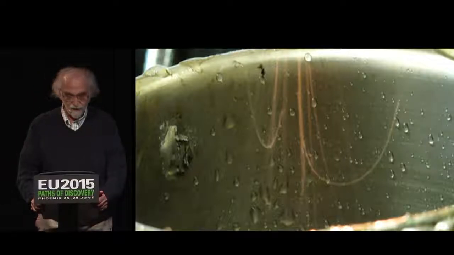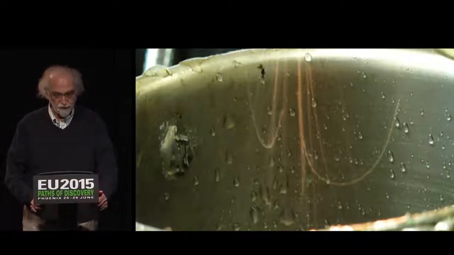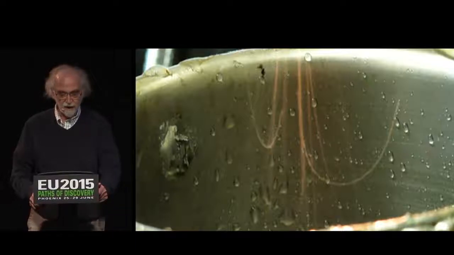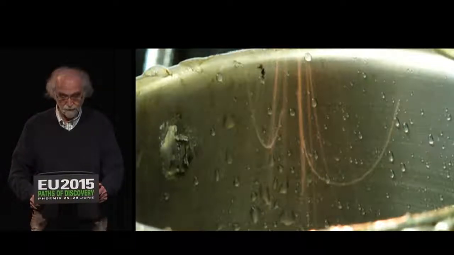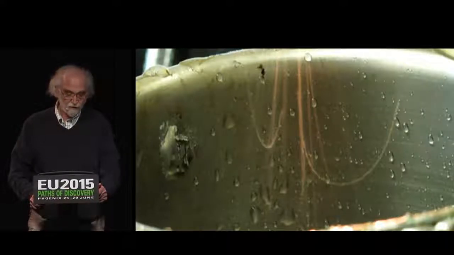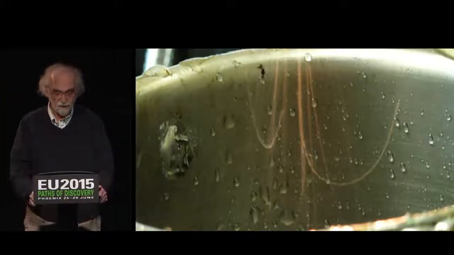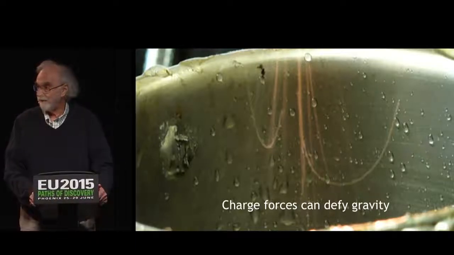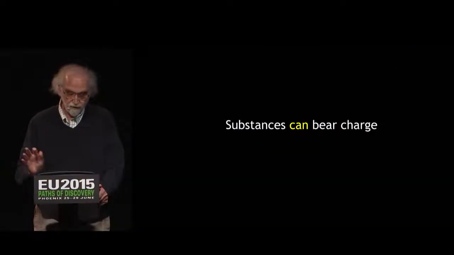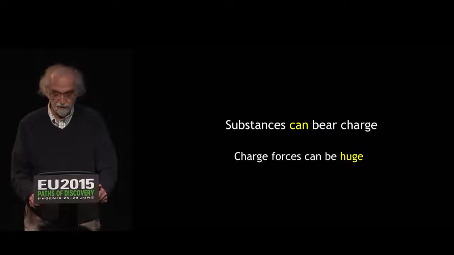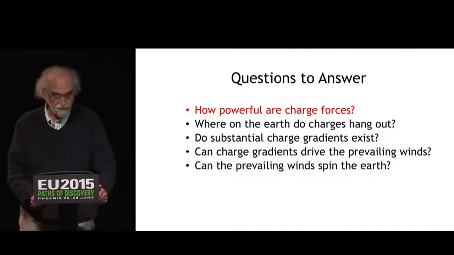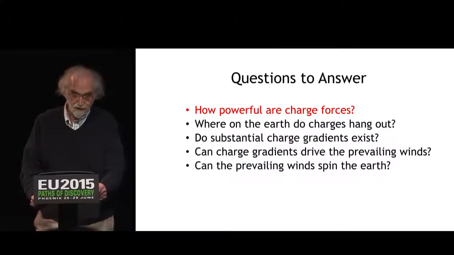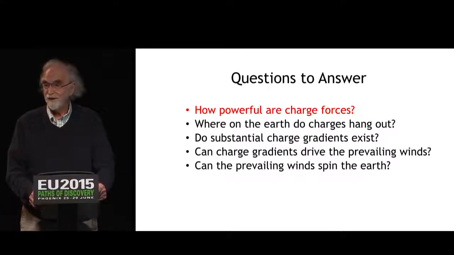So at the bottom is the cup, and you can see these traces. These traces are actually falling droplets of water. They should fall into the cup, but the cup has so much charge, and the falling droplet has the same charge, that they get repelled. You can see these traces going upward. So it means that the charge forces can easily defy gravity. So we're talking about really strong forces. Now the point is, substances can bear charge, and charge forces can be huge. So I've answered the first question, how powerful are charge forces? And the answer is much more than most of us think, extreme.